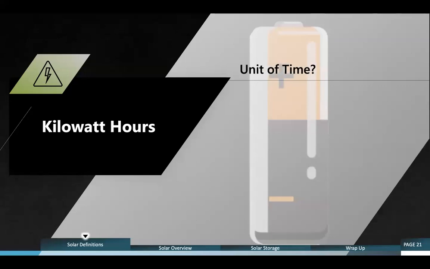Okay. So what are kilowatt hours? Well, is it a unit of time? Let's let everybody take a quick guess on that. Yes or no? There are no wrong answers because you haven't been taught yet.